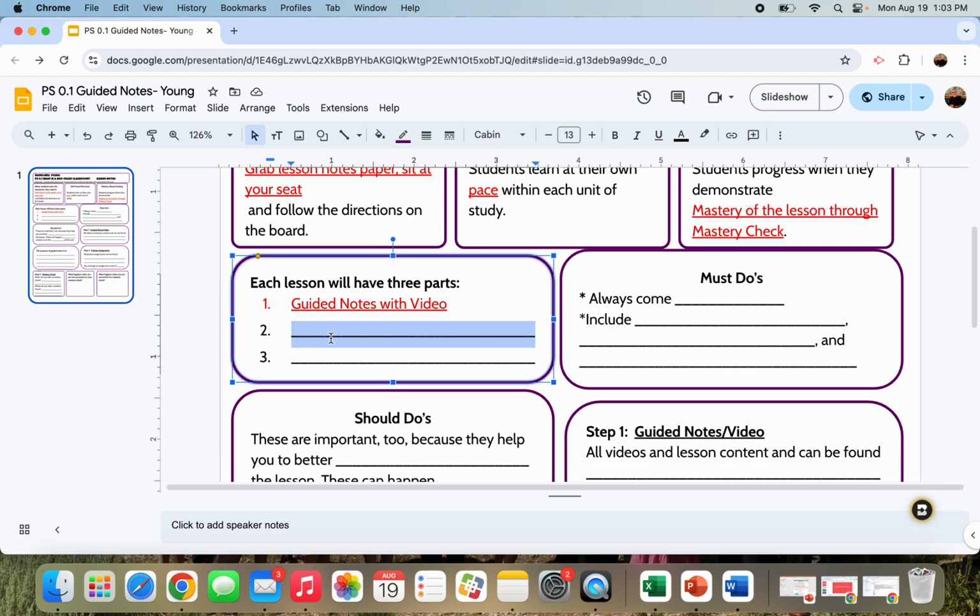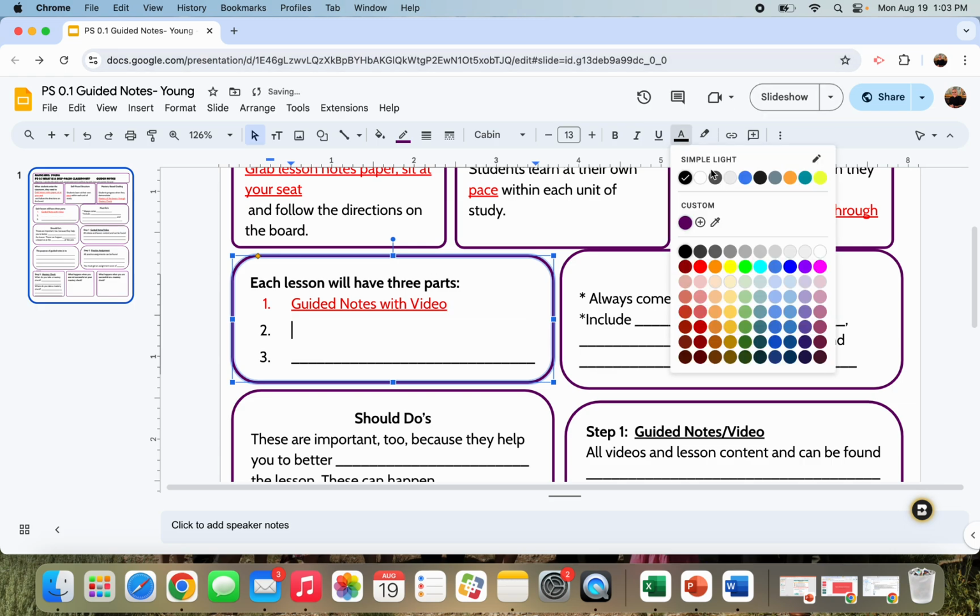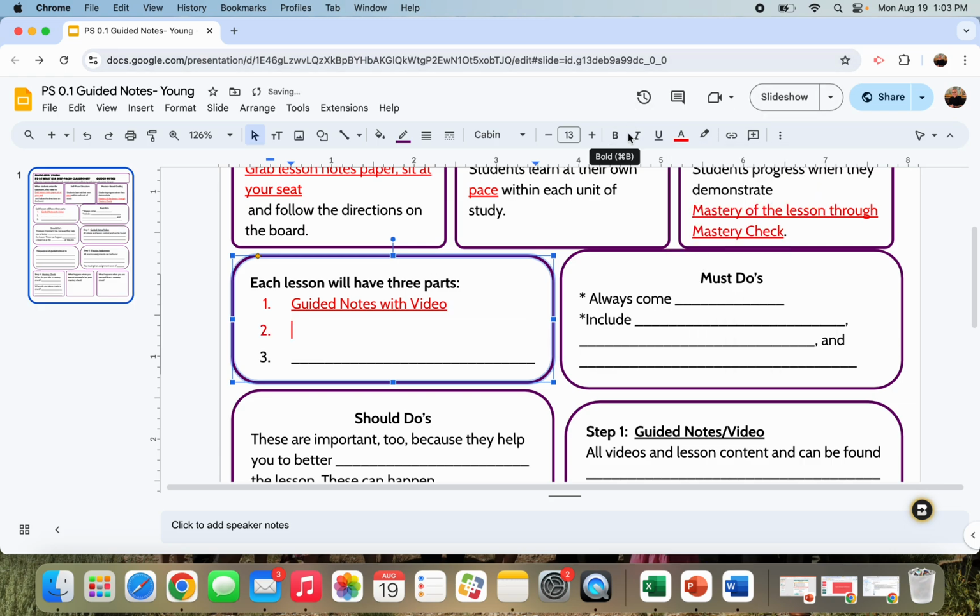Okay, the second part will be practice problems. So after you have taken notes and learned the lesson, you do some practice problems to help you practice. Usually it's the math. Okay, so maybe you're doing fractions, you're adding fractions. So then you start doing some practice problems, which are kind of like homework assignments, where you practice adding fractions.